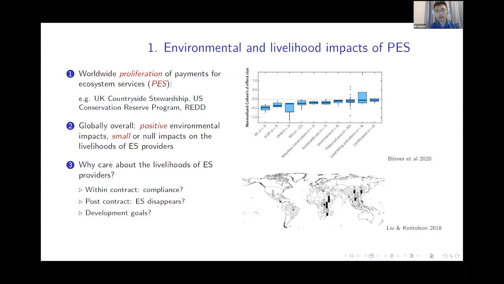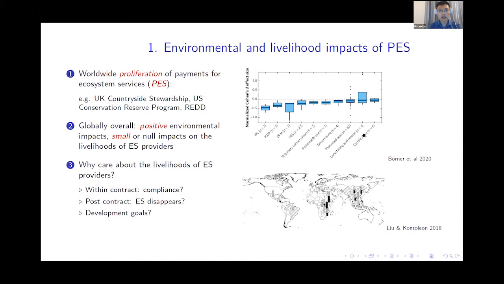Nowadays, there are hundreds of PES programs all over the world, and every year, billions of dollars are being spent on these programs. So naturally, we would be curious about the performance of these programs in terms of what environmental outcomes have been achieved. And also, we might be interested in what impacts have been caused for the providers of these environmental benefits.